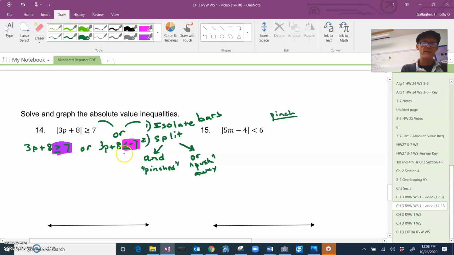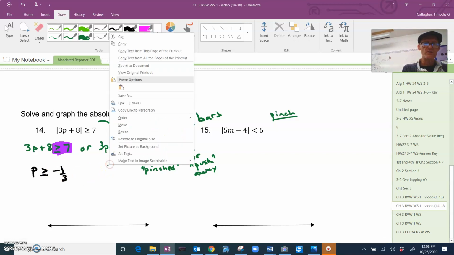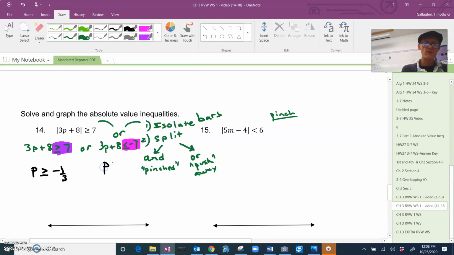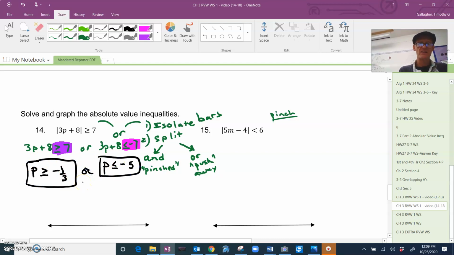Now, after we split them, we have to solve both of them. This problem here says p is greater than or equal to negative 1/3, and this problem is p less than or equal to negative 5. Now, I solved those in my head for the sake of time. So you have 0 right here, negative 1/3 right here, and then negative 5 is down here.